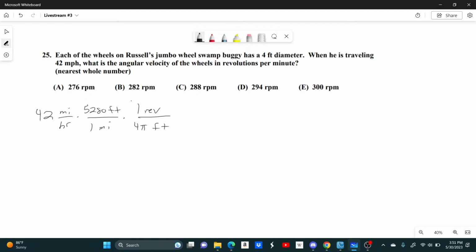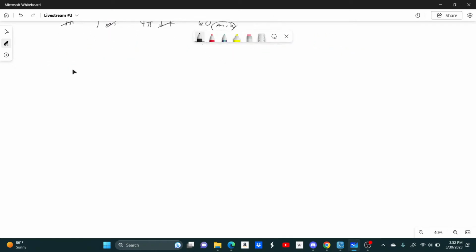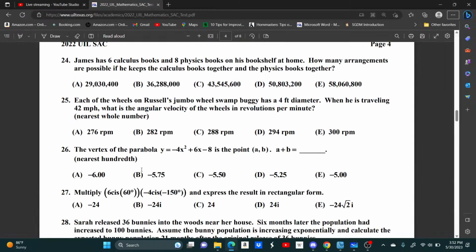So as of right now, my miles have canceled, my feet have canceled. So right now I'm in revolutions per hour. I just need revolutions per minute, so that's pretty straightforward. 1 hour is 60 minutes. Cancel those out, and so now I have revolutions per minute. And I just need to figure out what this is equal to. 294 revolutions per minute. There you go. Okay, moving on. 26.